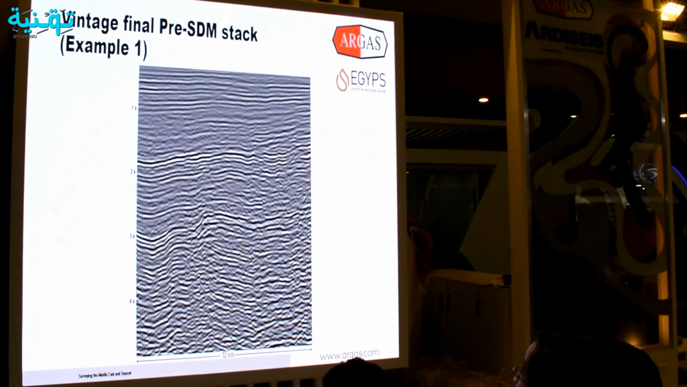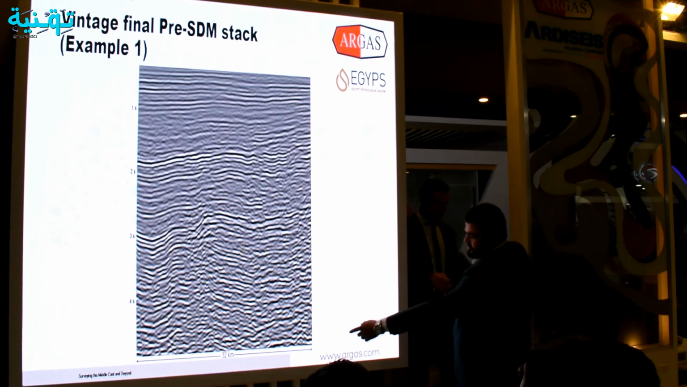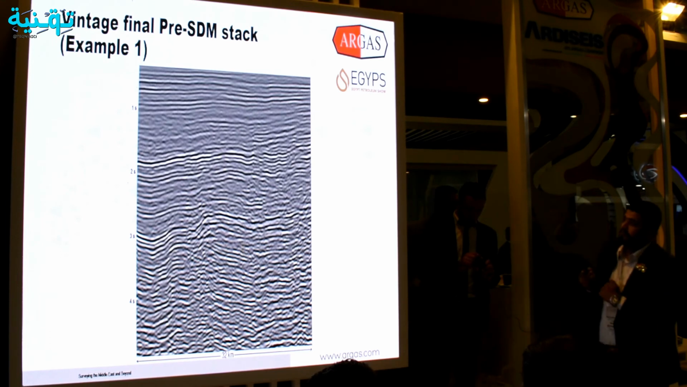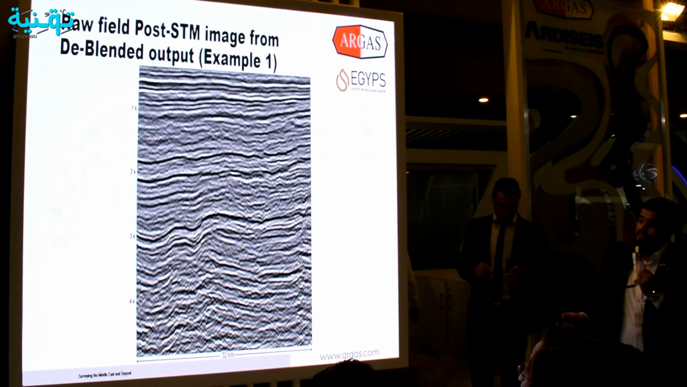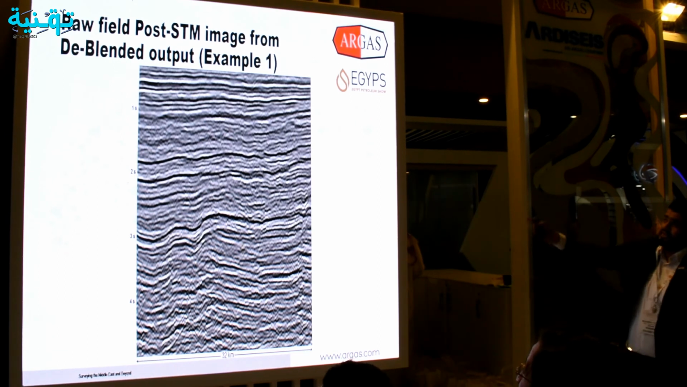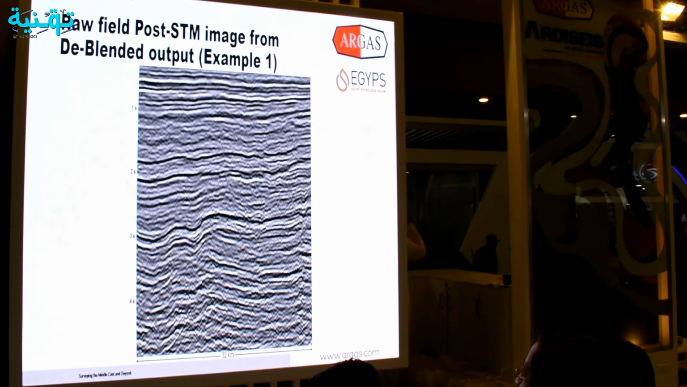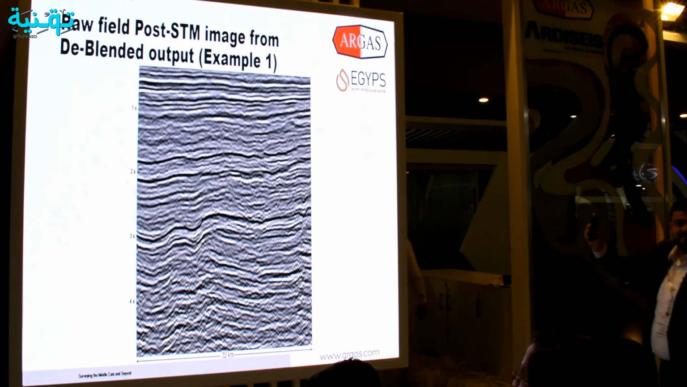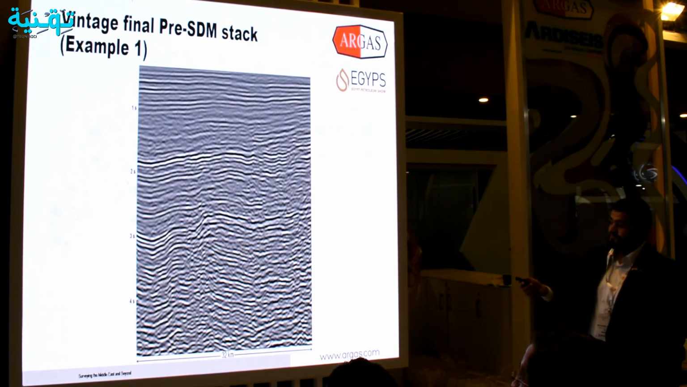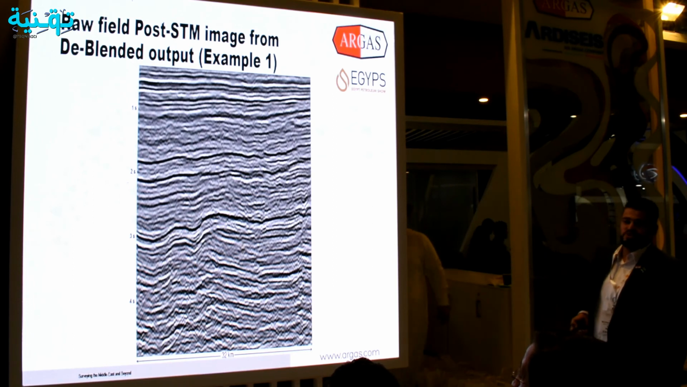This is a vintage final pre-stack depth migration from a conventional acquisition with a 30 kilometer subline. This is the same subline using the new blended acquisition, and this is using only 1D velocity. So, conventional acquisition, fully processed, blended acquisition.